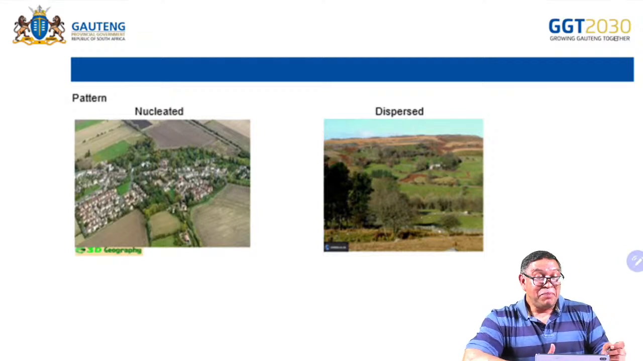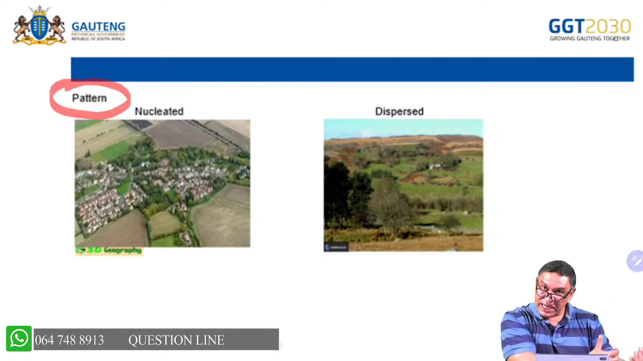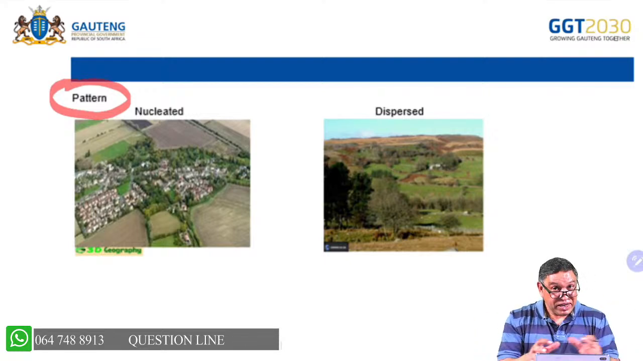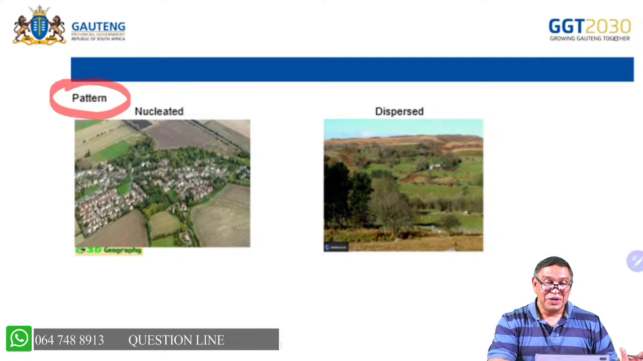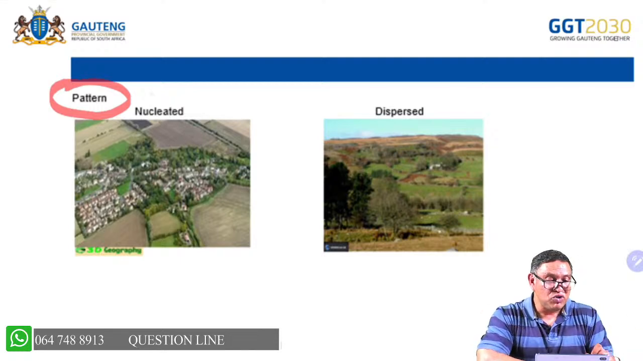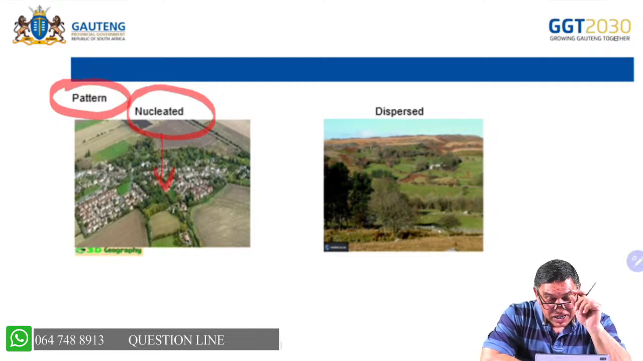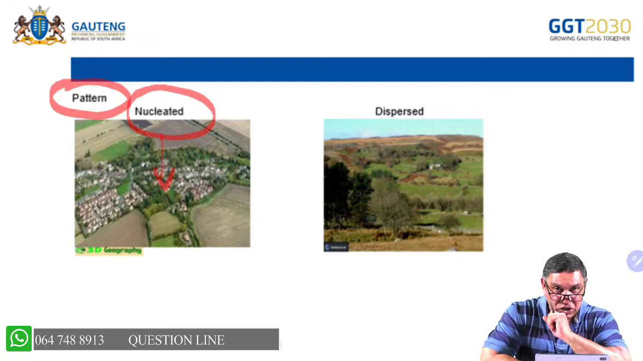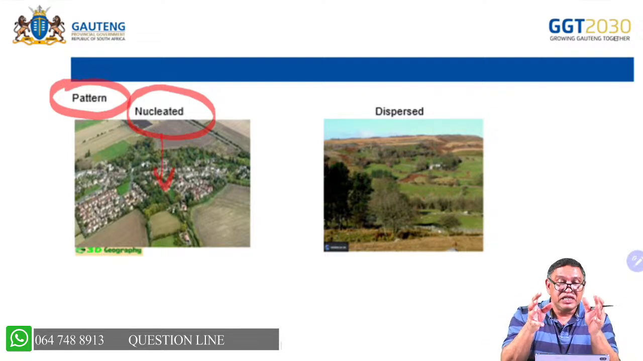Pattern. You must associate the word pattern with nucleated and dispersed. Pattern does not relate to crossroads or star-shaped. That's your shape. Simply, if you can visualize it, nucleated means the farmsteads are close by. Not the farms, the farmsteads. That's why you need to understand. You can't just rote learn geography. It's about the buildings being close together.